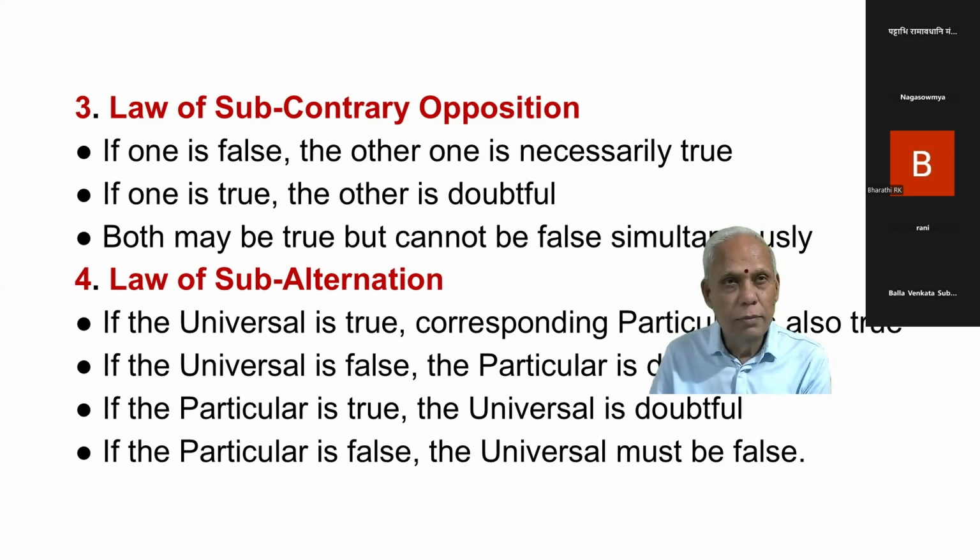Between I and O is the sub-contrary. I is "some are good." O is "some are not good." Now we'll see the status. If one is false, I say "some are good" is false, the other one, "some are not good," is definitely true.